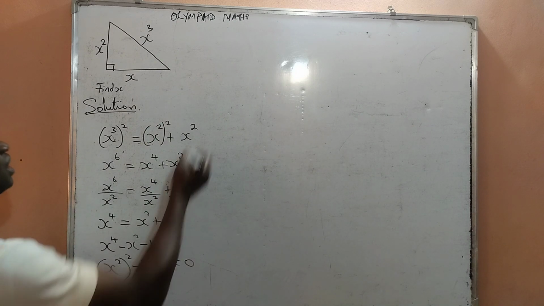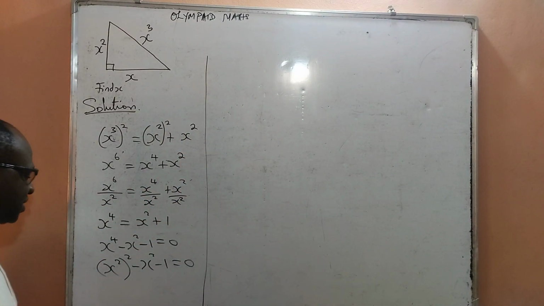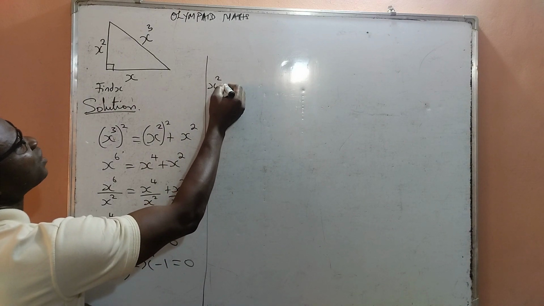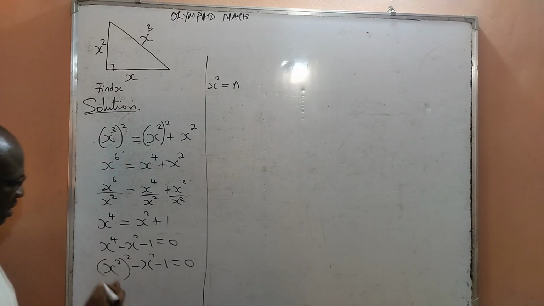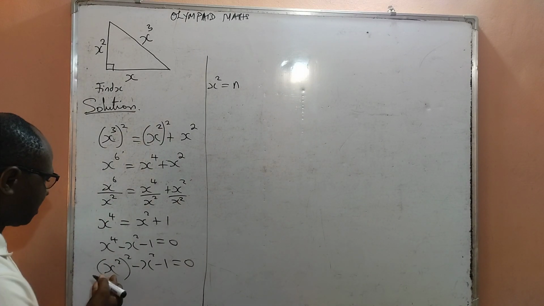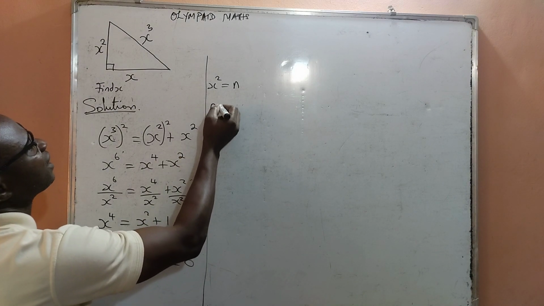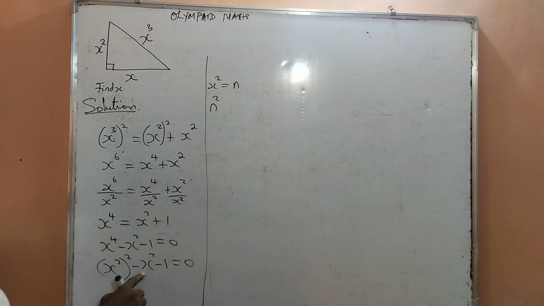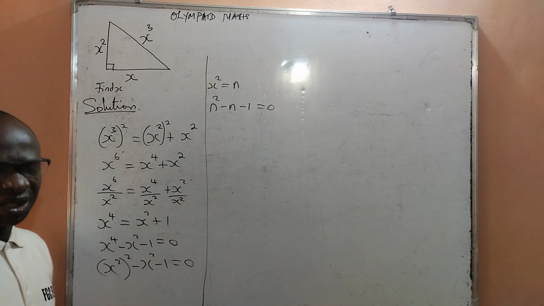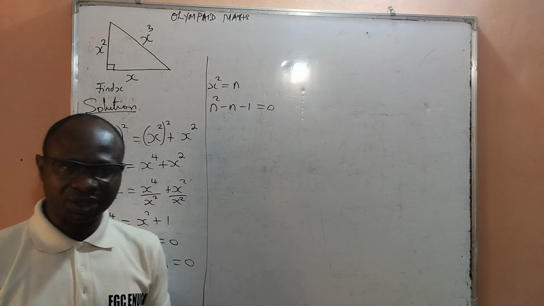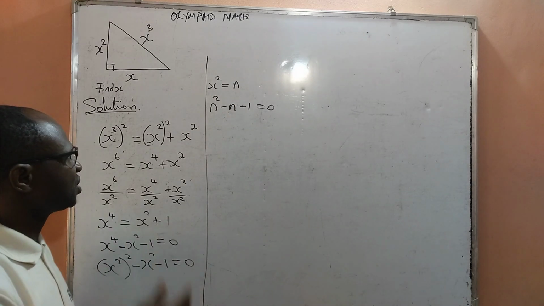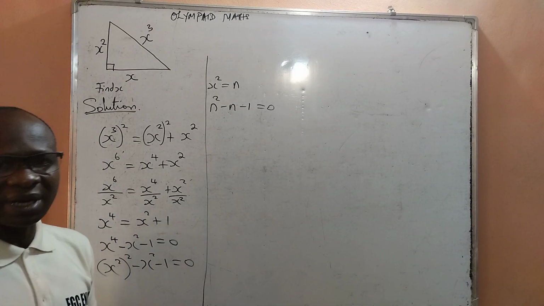At this point, I can say let x raised to the power 2 be equal to n. This means anywhere I see x raised to the power 2, I will replace it with the letter n. And that forms n raised to the power 2 minus n minus 1 equal to 0. It is now a typical quadratic equation, so I can go by any of the methods of solving quadratic equations. Let's go by the quadratic formula.